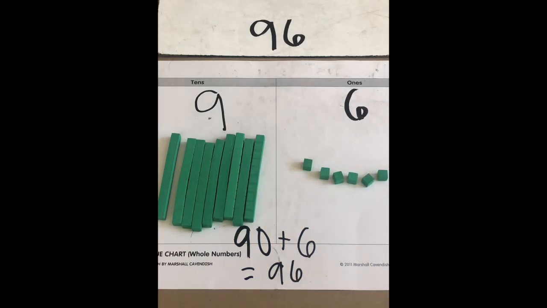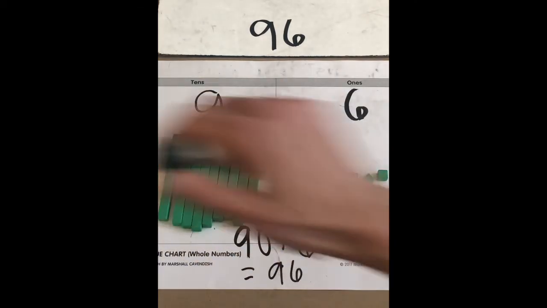Next time we'll look at numbers in the 100s. And so we'll need to add a column onto our place value chart. Ones, tens, and then hundreds.